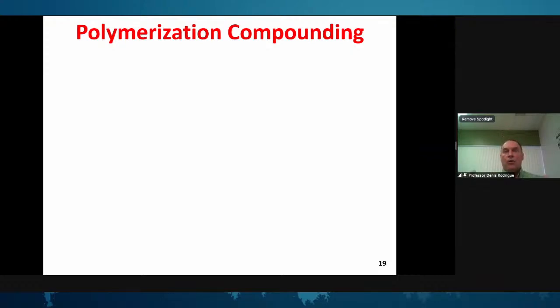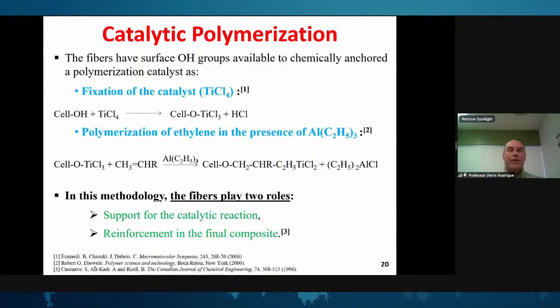The idea was to surface treat the fibers using a coupling agent that we put directly on the fiber. So we went a little bit further and said, okay, if we have to put the fiber in a specific matrix, instead of having a coupling agent, why not graft the polymer matrix directly on the fiber itself? This is actually easy to do when you have polyolefins like polyethylene or polypropylene. And this is what we call polymerization compounding.